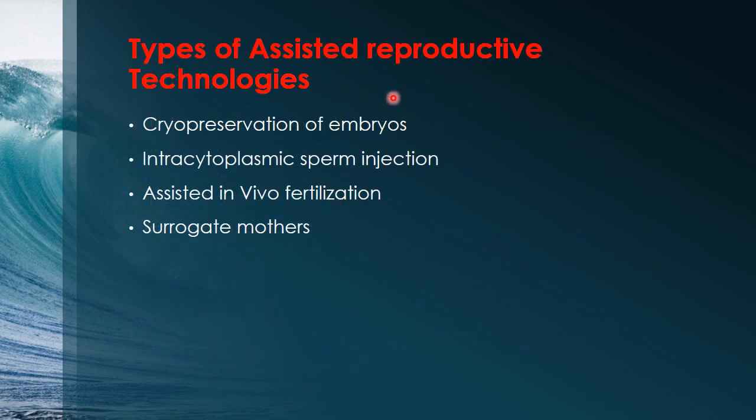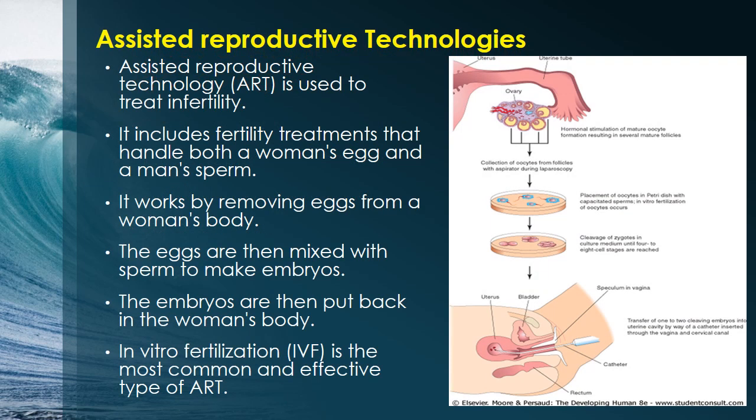Now the types of assisted reproductive technologies, or ART. There are various assisted reproductive technologies like cryopreservation of embryos, intracytoplasmic sperm injection, assisted in vivo fertilization, and surrogate mothers. Now, what is this assisted reproductive technology? It is a technology which is used to treat infertility, and it includes the fertility treatments that handle both a woman's egg and a man's sperm.